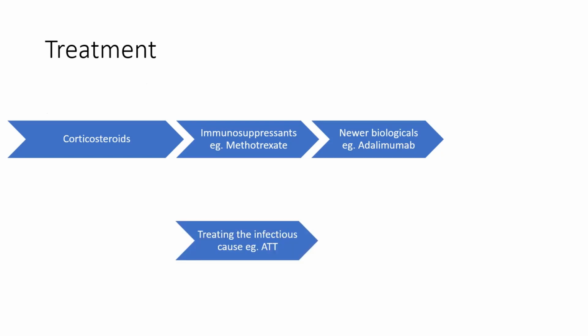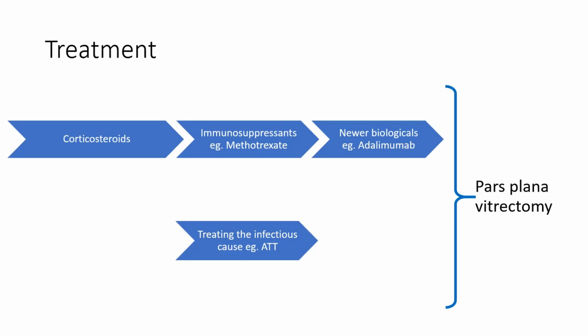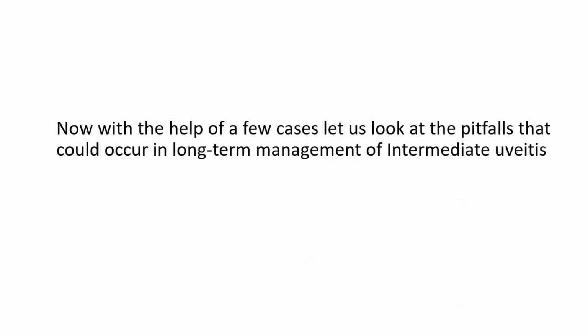And if the treatment is not working and you want to investigate, you can do a media clearing pars plana vitrectomy. When you do a vitrectomy, always send the sample for investigations. If you suspect TB, do a PCR for TB. If you're suspecting a viral cause, do a PCR to rule out the viral etiology. So now we'll look at a few cases.